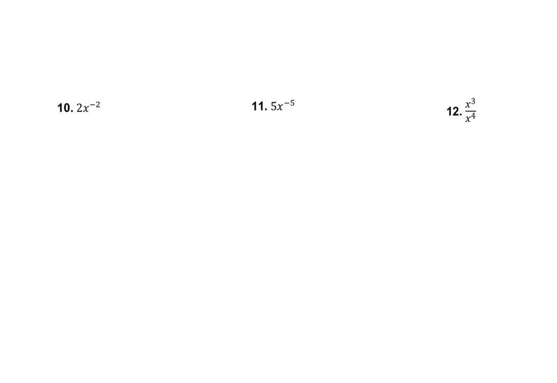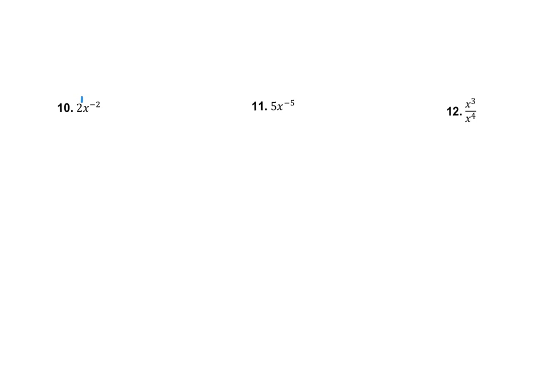All right, question number 10. I have 2 times x to the -2 power. Now, this -2 is attached to the x. It's not attached to the 2. The 2 actually has an exponent, even though we don't have one there, it is a 2 to the 1st power.